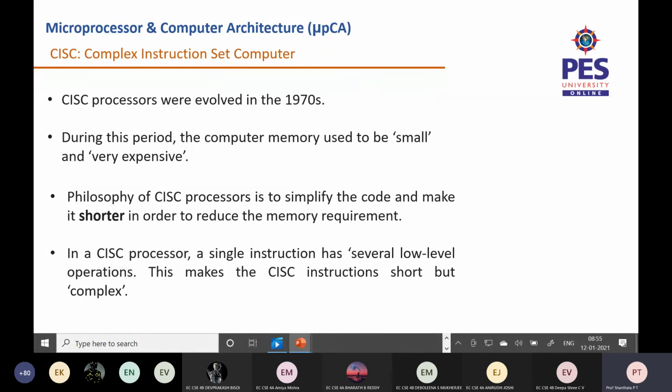So in a CISC processor, a single instruction has several low-level operations. This makes the CISC instruction short, but it is complex. A single instruction will be doing the work of many instructions here. So we are reducing to the single instruction. That's why it becomes a complex instruction.